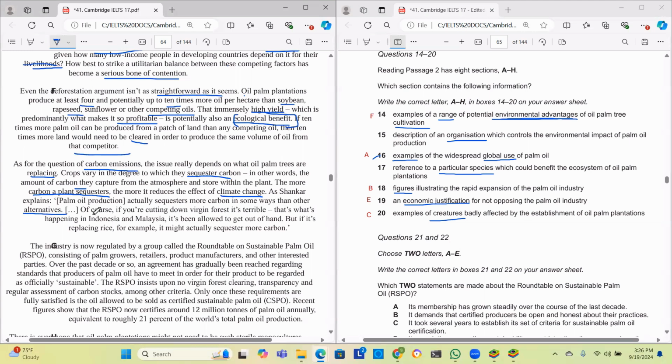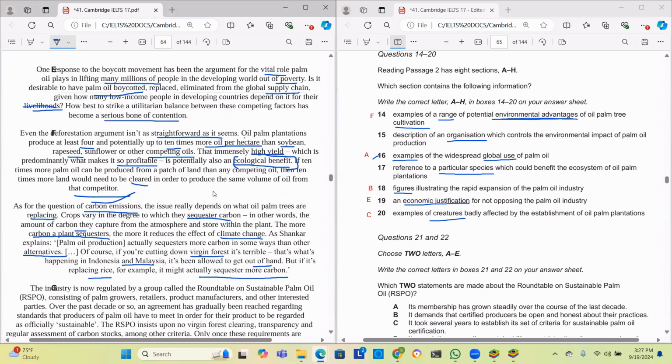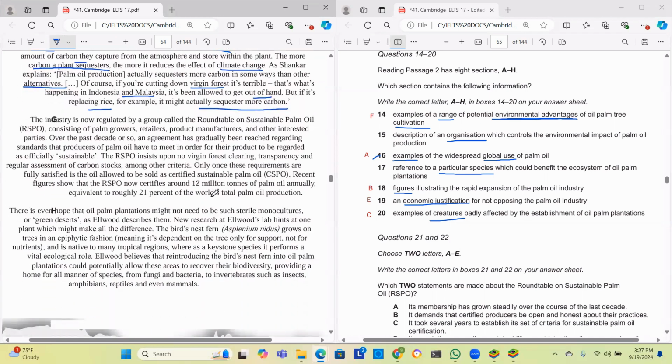Of course, if you are cutting down virgin forest, it's terrible. That's what's happening in Indonesia and Malaysia. It's been allowed to get out of hand. But if it's replacing rice, for example, it might actually sequester more carbon. So these two are the environmental advantages, guys, right? Because they produce 10 times more oil per hectare than other competing oils, and also the carbon emissions are very low in palm oil production. So these two, so the 14th one will make it F clearly, right? Now let's read the next one, G.